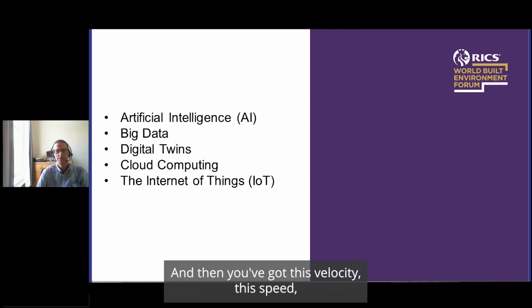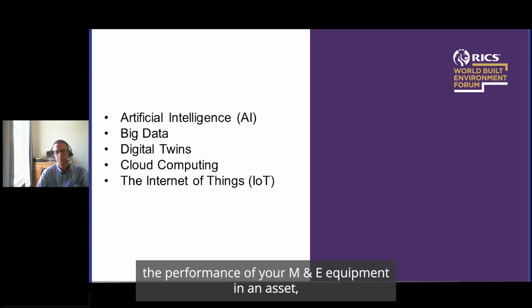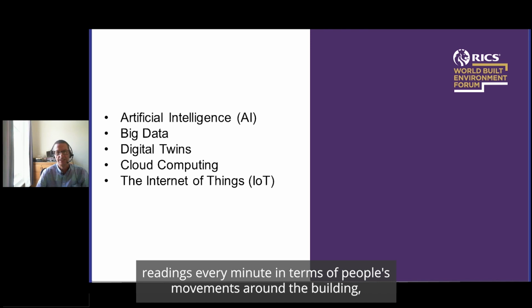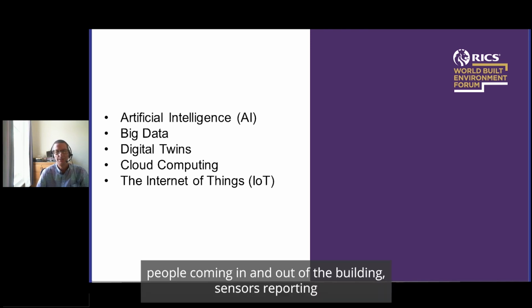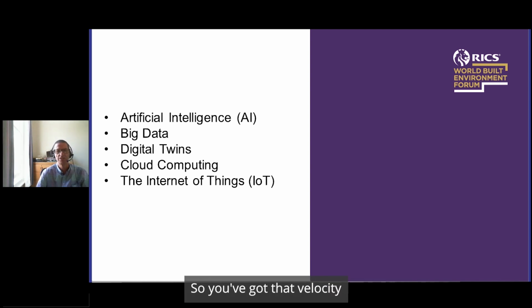And then you've got this velocity, this speed, this fact that if you're tracking the movement of people, the performance of your M&E equipment in an asset, you'll be getting that data coming through at incredible velocity, readings every minute in terms of people's movements around the building, people coming in and out of the building, sensors reporting perhaps every few minutes on temperature, et cetera. So you've got that velocity.